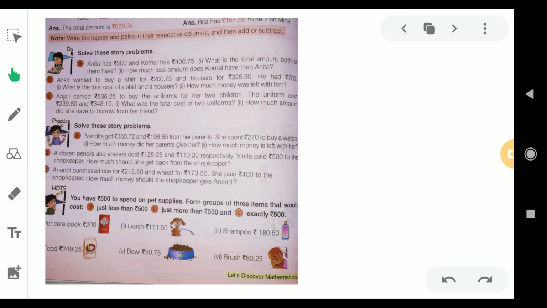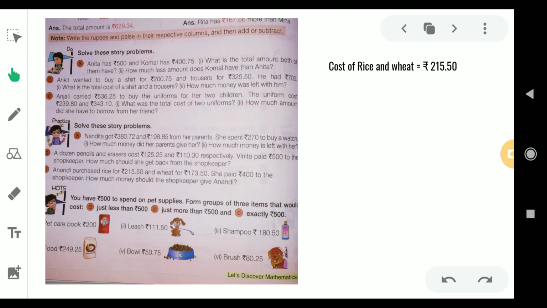Next question. Anandi purchased rice for 215 rupees 50 paise and wheat for 173 rupees 50 paise. She paid 400 to the shopkeeper. Then how much money should the shopkeeper give Anandi? So this question is the same as this one.